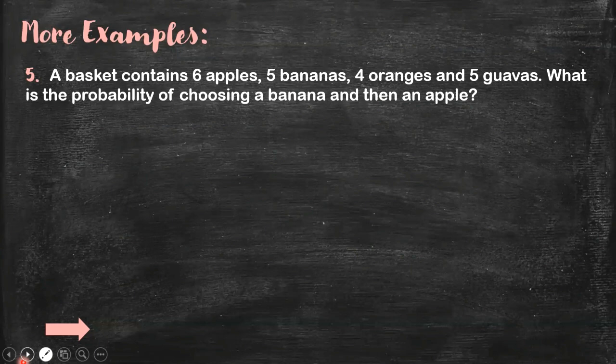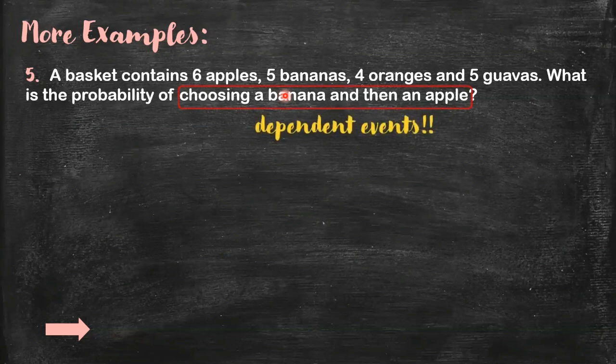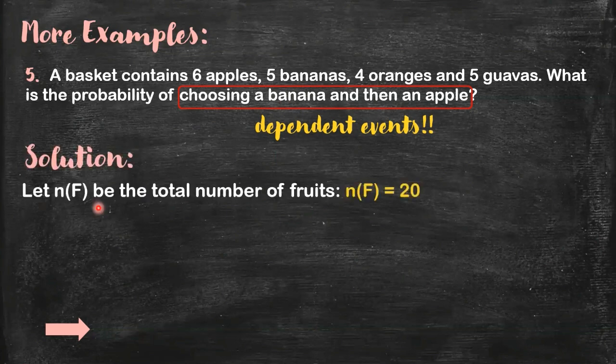Okay, so as you can see, wala na namang keywords. Okay, pero according sa pagka-state sa problem, magkasunod pinik or chinuse yung fruits. Kapag ganon, magkasunod, okay, magkasunod yung events, you conclude that these 2 events are dependent. Okay, they are dependent events. Okay, so let's compute the probability of choosing a banana and then an apple. Okay, this is the complete solution.